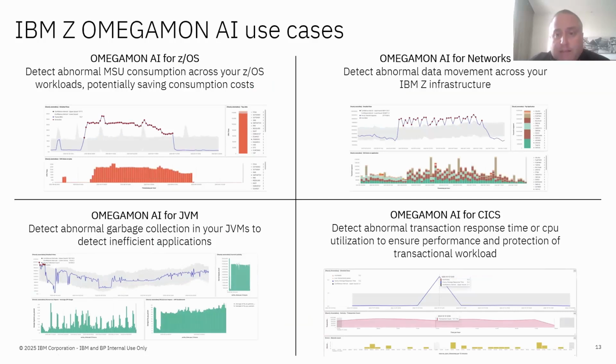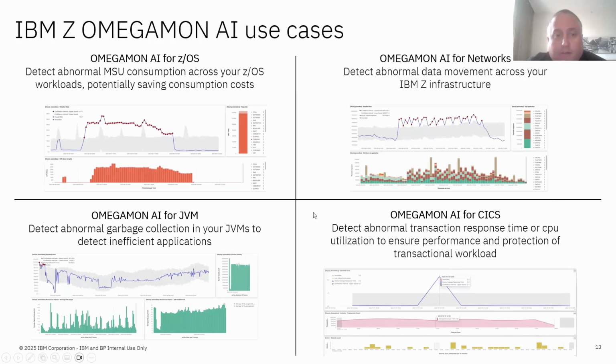The sets of OMEGAMON agents that we've built cover z/OS, networks, JVM, CICS, and storage. I briefly mentioned the MSU consumption use case. One of the cases for JVM is abnormal garbage collection, so we want to make sure that all of our Java is running efficiently. OMEGAMON AI for networks makes sure that we don't have abnormal data movement across the infrastructure. And then for CICS, making sure that we don't have abnormal transaction response time, really looking at our transactional workload.